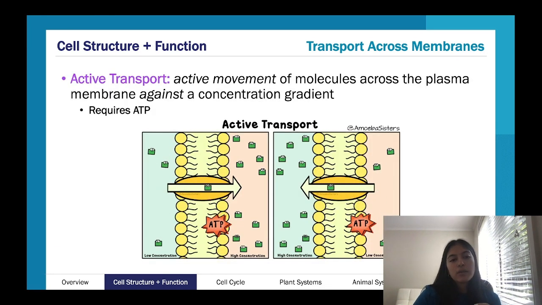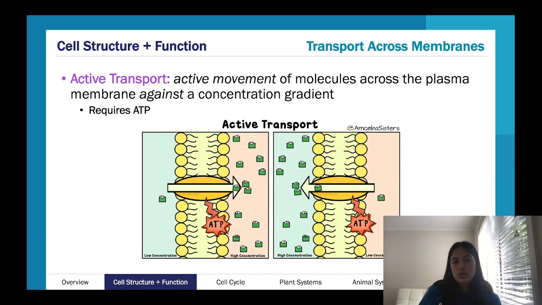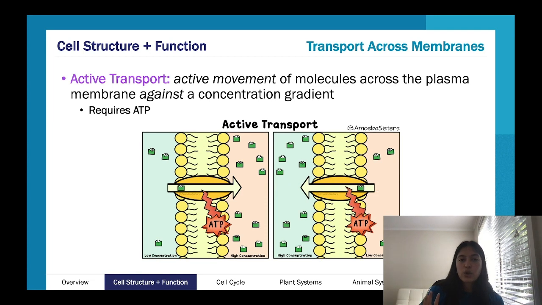Okay, the other one we look at is active transport. This is what I was talking about, kind of the opposite of diffusion. We're going against that concentration gradient, so we're going from an area of low concentration to an area of high concentration. Because we're going against that concentration gradient, we need ATP. Basically you need this energy to shove the molecule against what it naturally wants to do.